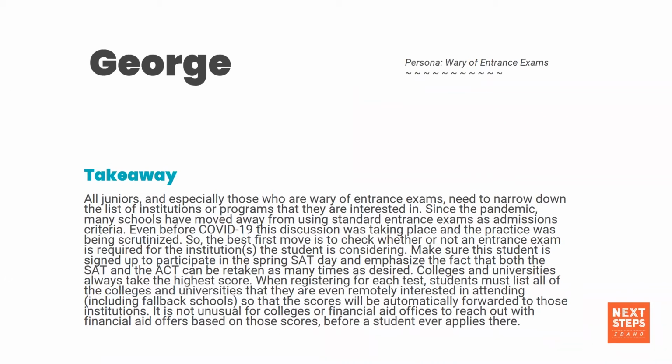The other thing to make sure that George is aware of is that when he takes the SAT or ACT, he should put down all of the schools he thinks he might want to apply to, so that they already receive his exam scores and he doesn't have to worry about going back and deciding, oh, I want to add this school to my list, and then having to go through a different process to get that information sent over to that school.